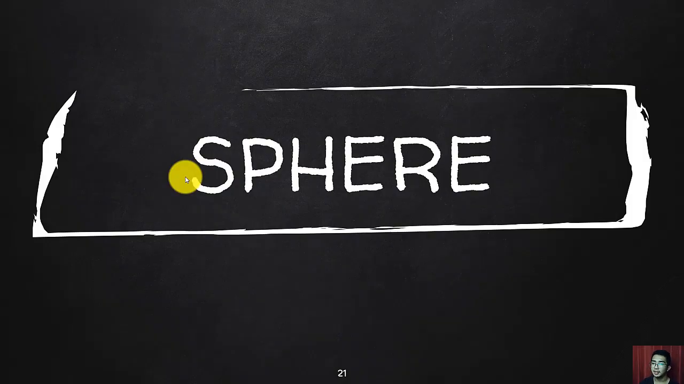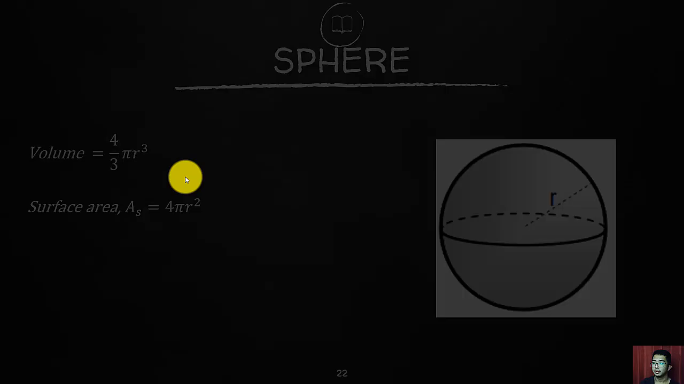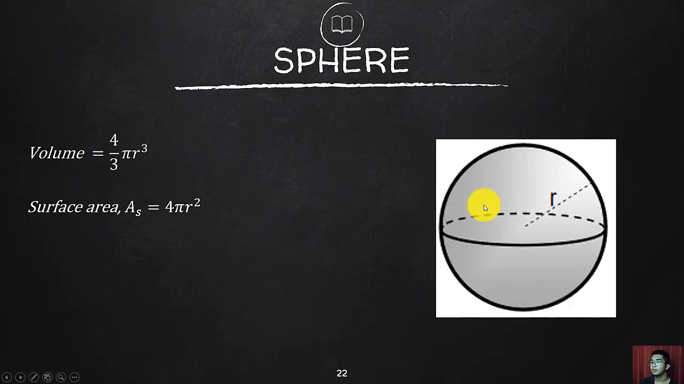And last but not the least, you have your sphere. Your sphere is somewhat related to your circle in plane figures. So this is your sphere, correct? A usual example for a sphere is, of course, a ball. For a sphere, the volume is given by 4/3 pi r cubed. If the diameter of the sphere is given, simply divide that diameter by 2. The surface area is 4 pi r squared.